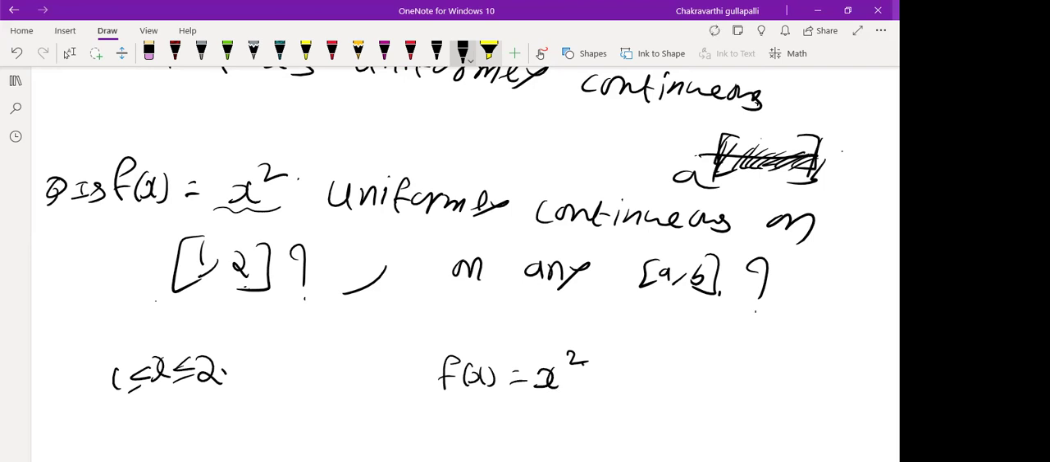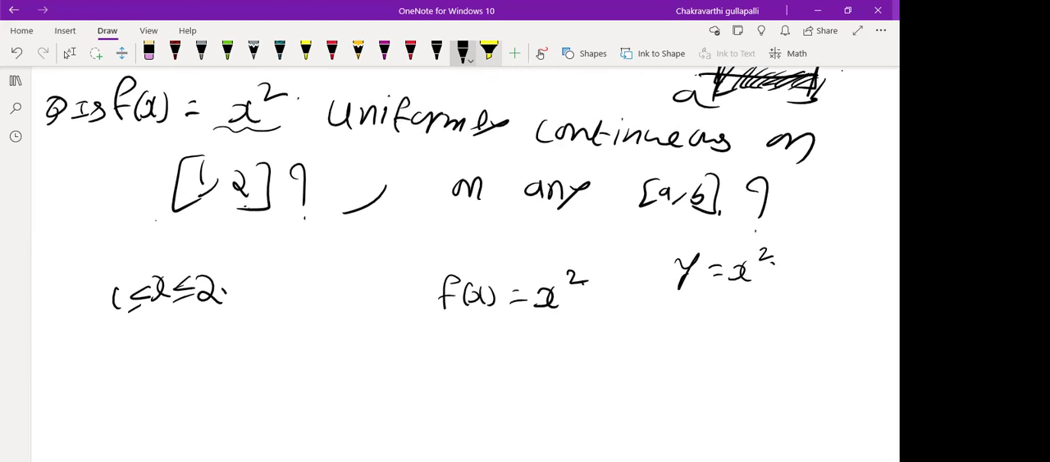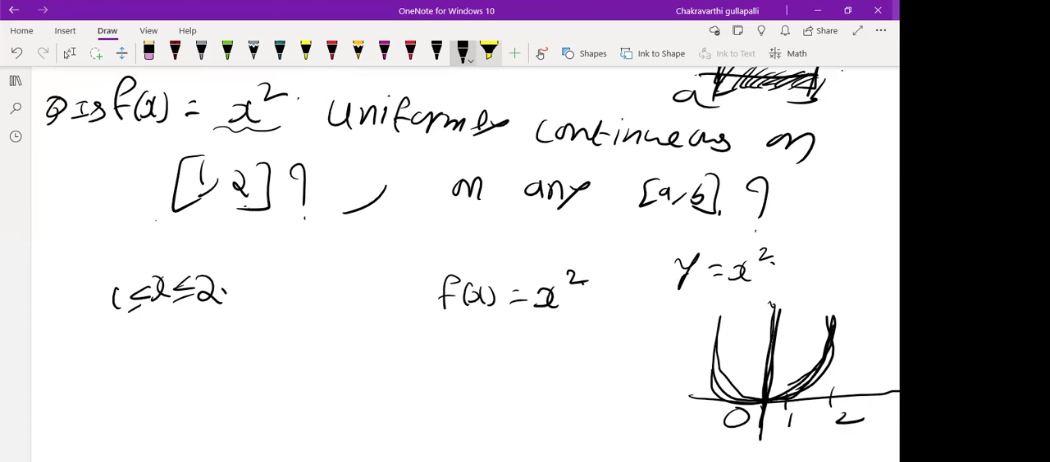What is the graph of this? y equal to x squared is the graph. The power of x is even, so it is a parabola. Which axis divides it into 2 equal parts? Since x power is even, the y axis does. It is not having any break. It is smooth. This is the origin, this is 1, this is 2. Between 1 to 2, it is smooth, no break at all. If there is no break, automatically it is continuous, graphically.